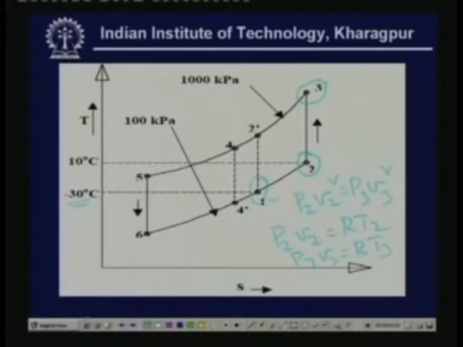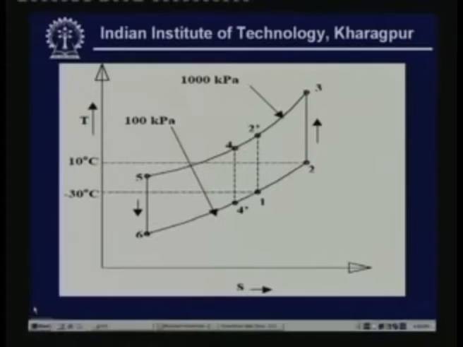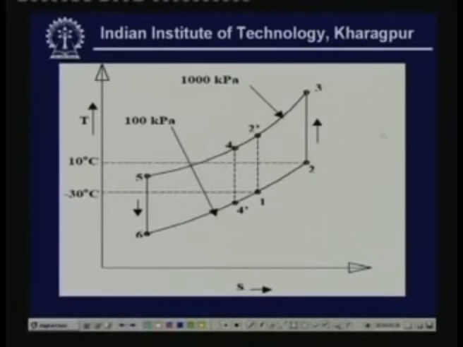From these equations, if you eliminate specific volume, ultimately you can show that the temperature T3 by T2 is given by P3 by P2 to the power of gamma minus 1 by gamma. This is the expression which relates the temperatures with pressures, and we know the pressures. P3 is 1000 kilopascal, P2 is 100 kilopascal, gamma is 1.4, and T2 is known to us, which is given as the input. So, using this equation we can find out T3.